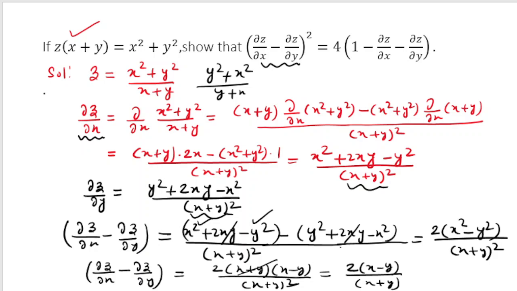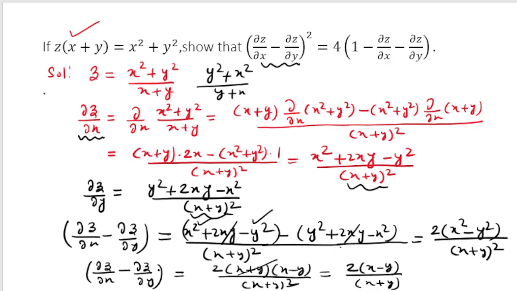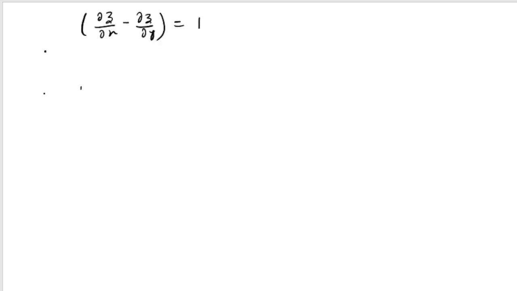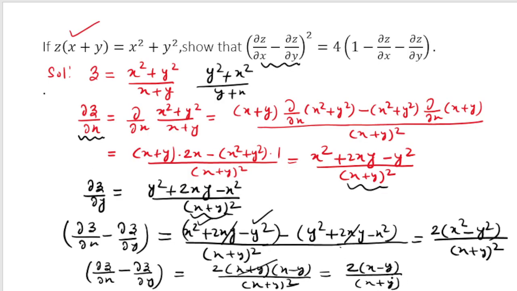So what we have got is ∂z/∂x minus ∂z/∂y, and actually we have to square this term, because on the left hand side we have a square. If I take the square of this, I will get 4(x − y)² divided by (x + y)². So this is equal to 4 times ((x − y)/(x + y)) whole square. This is what we have got here.